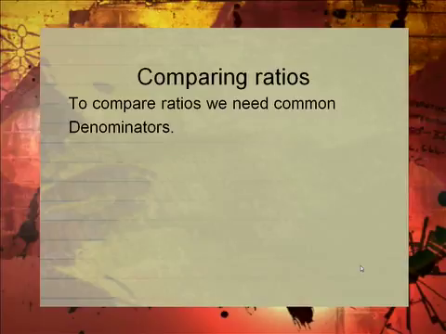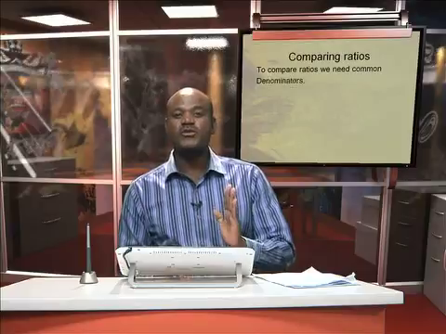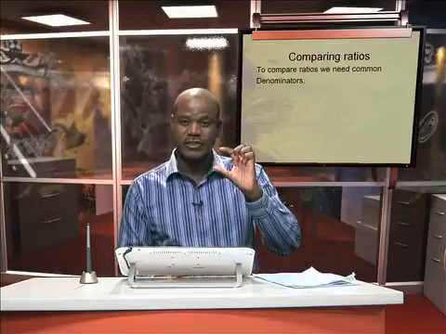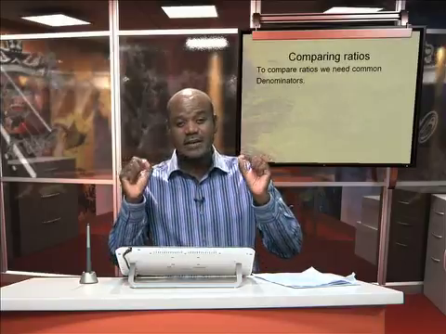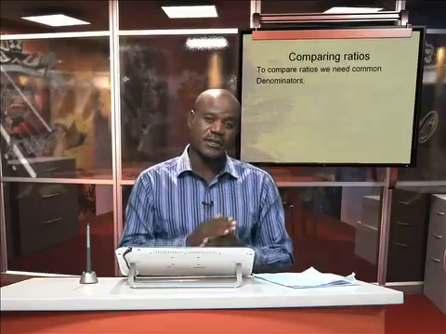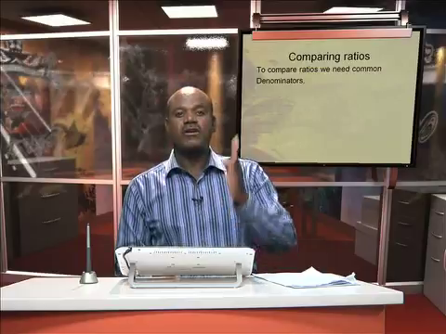Now, when we compare ratios, we need common denominators. Surely, remember, a ratio can be expressed vertically. Once you express it vertically, it's a fraction. Even if it's horizontal, it's still a fraction, but it's not a common fraction that we're used to. So once you express it vertically, it's a fraction.